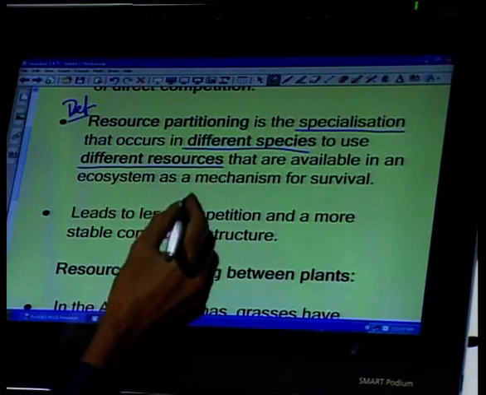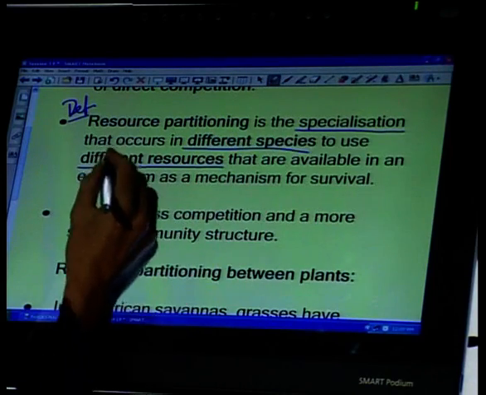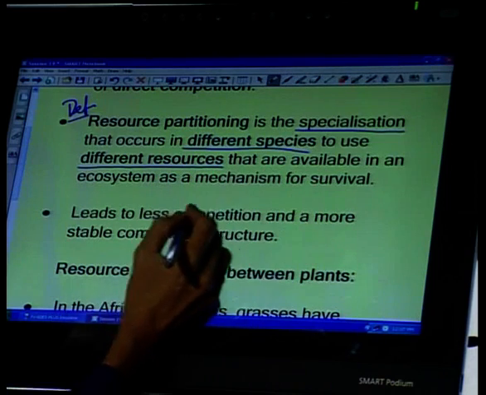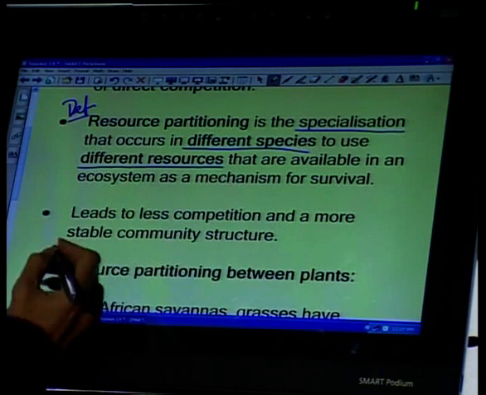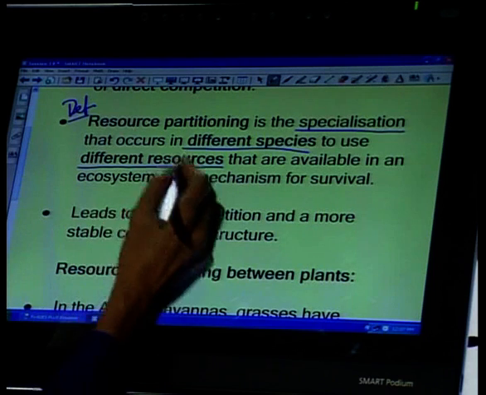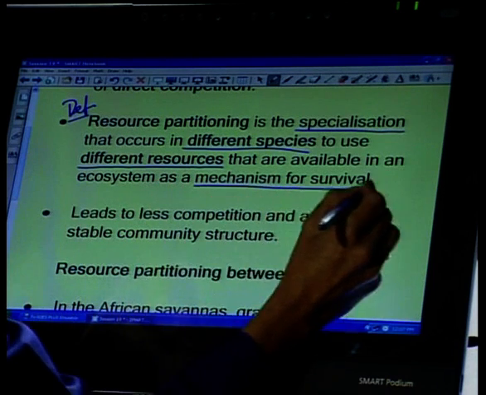So if we have a nature park where we have lions and we have cheetahs, and we only have buffalo and elephant, the cheetahs will starve to death. There will be no direct competition for the lion. So that's where we are going to get resource partitioning. It's a specialization that occurs in different species to use different resources that are available. And what is it? It's a mechanism for survival.